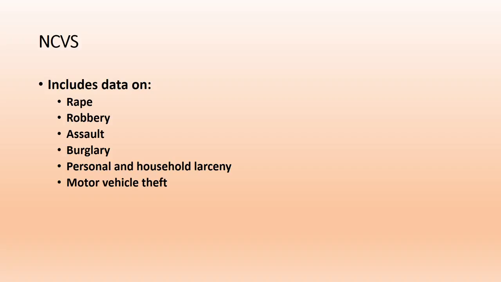The NCVS includes data on rape, robbery, assault, burglary, personal and household larceny, and motor vehicle theft. Now we noticed a couple offenses that are absent in this that are in UCR, and that would be murder and arson. So these six offenses here do not conform to any state or federal statutes. These are only survey questions to ask the person they're talking to. That's the biggest major weakness of the NCVS.